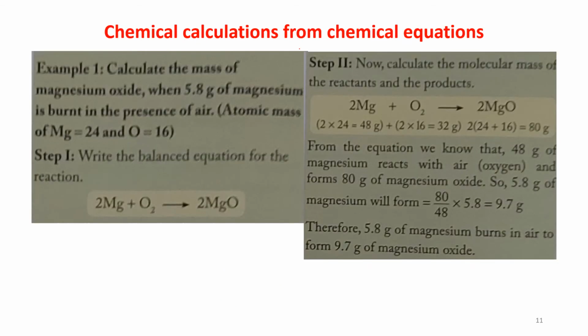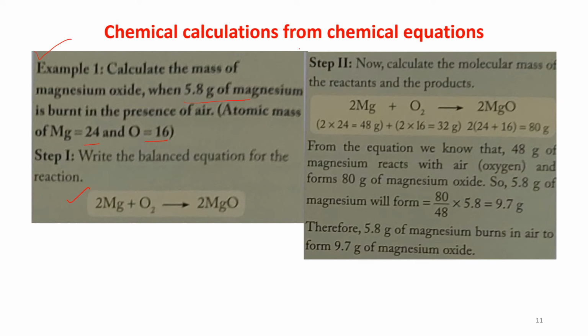Some chemical calculations from chemical equations. Example 1. Calculate the mass of magnesium oxide when 5.8 gram of magnesium is burnt in presence of air. Atomic mass of magnesium is 24 and oxygen is 16, given. For doing this sum, first of all, you have to write the balanced chemical equation for the reaction between magnesium and oxygen. So, this is your balanced chemical equation: 2Mg plus O2 giving you 2MgO.